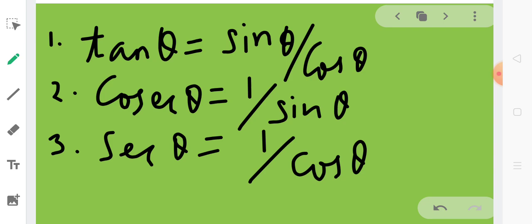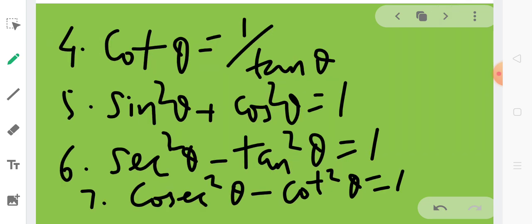Tan theta equal to sin theta by cos theta, cosec theta equal to 1 by sin theta, sec theta equal to 1 by cos theta, cot theta equal to 1 upon tan theta, sin square theta plus cos square theta equal to 1, sec square theta minus tan square theta equal to 1, and lastly cosec square theta minus cot square theta equal to 1. All these trigonometrical relations, or what we call identities, have already been taught in class 10.